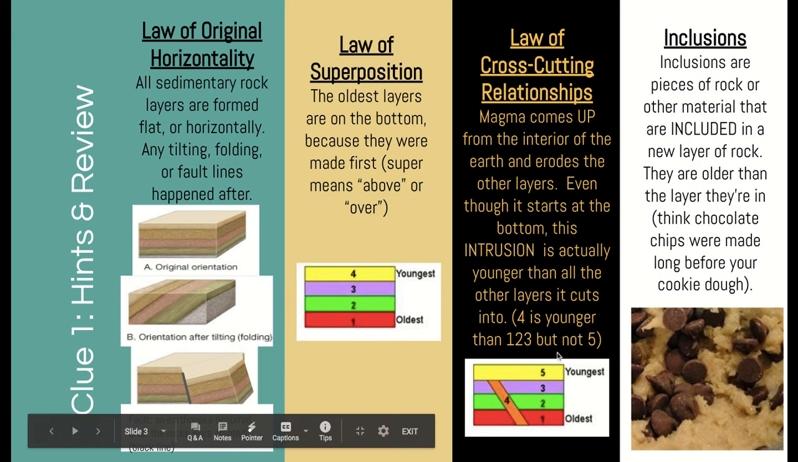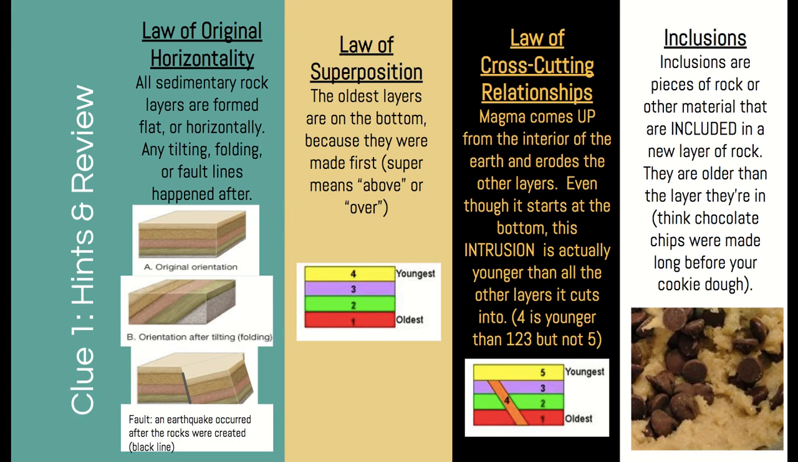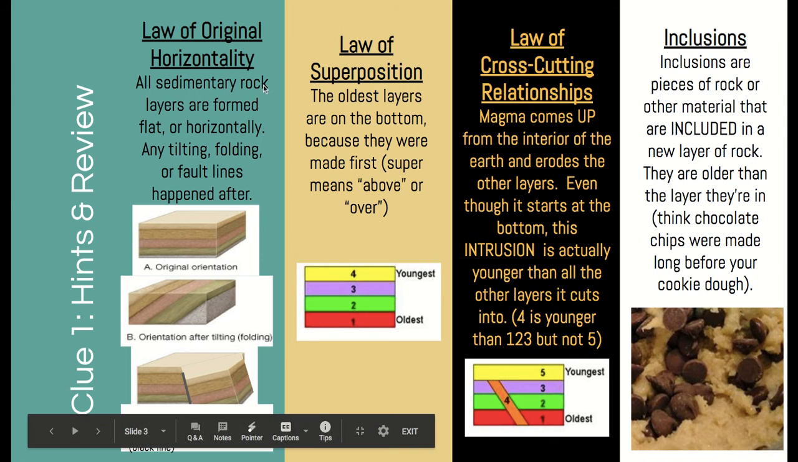The next one is the law of cross-cutting relationships. What it means is if there is something that cuts across other layers, then it is automatically younger than all the layers that it cuts across. So what happens here is there's magma that comes up from the interior of the Earth. It melts or erodes or dissolves the rock that it's cutting through because it's so hot, and it cools and forms a new layer that goes diagonal, or it goes straight up and down instead of horizontally.